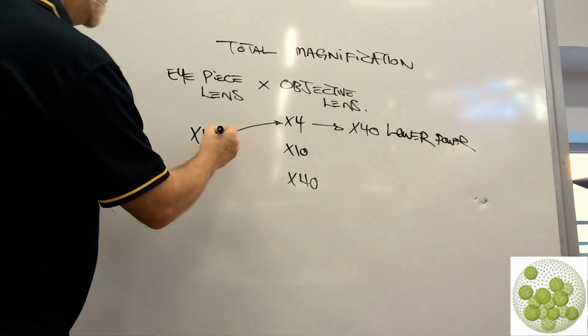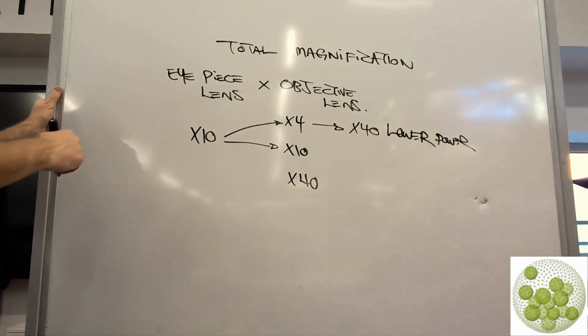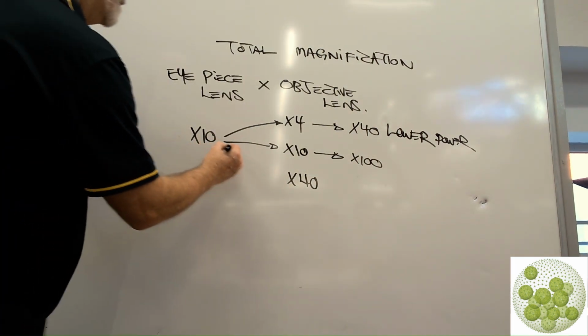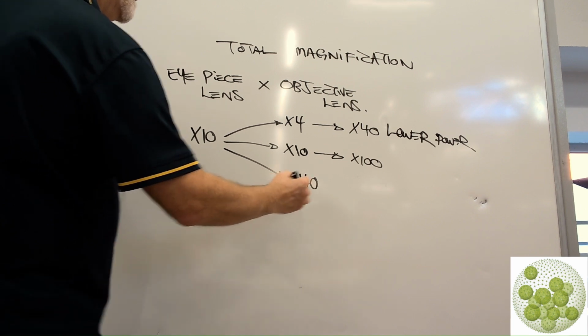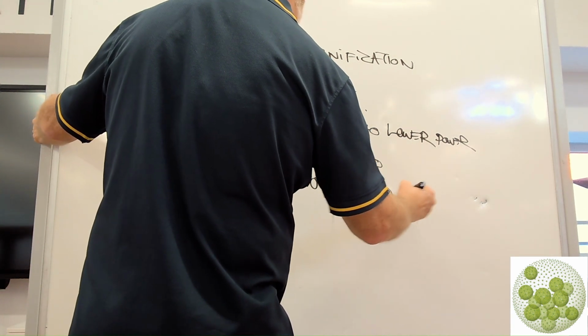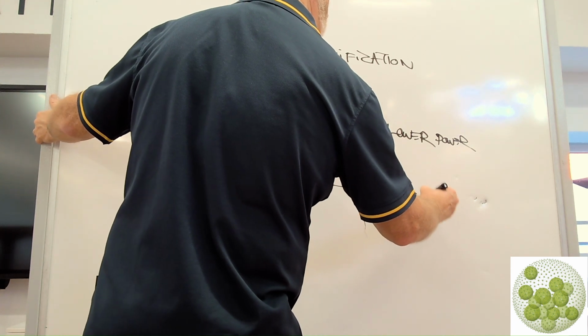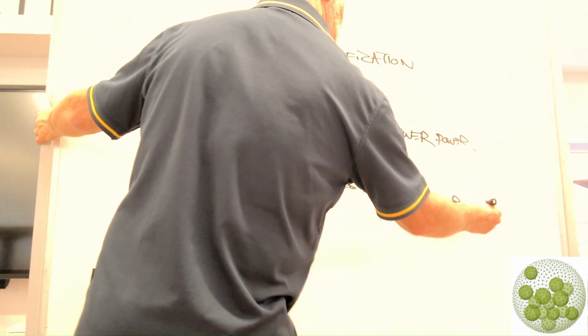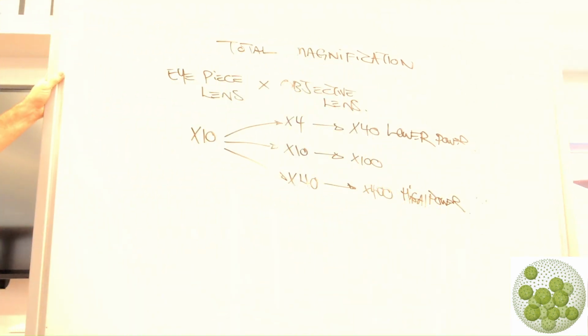All right. If we've got the times 10 and then times 10 objective lens, that's going to give us times 100. And if we've got the times 10 and the times 40, that's going to give us times 400, and that's the high power. All good?